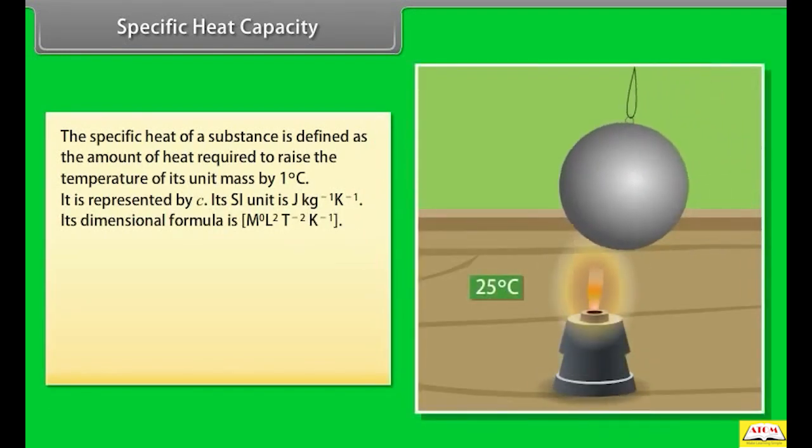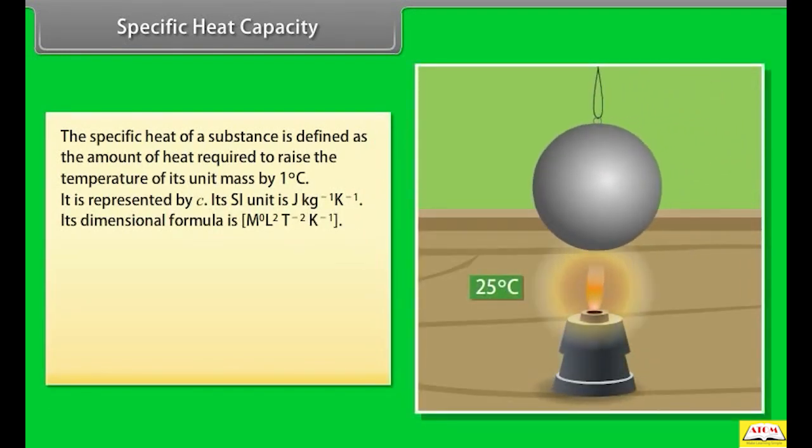Specific heat capacity. The specific heat of a substance is defined as the amount of heat required to raise the temperature of its unit mass by 1 degree Celsius. It is represented by C. Its SI unit is joule per kilogram per Kelvin. Its dimensional formula is M^0 L^2 T^-2 K^-1.